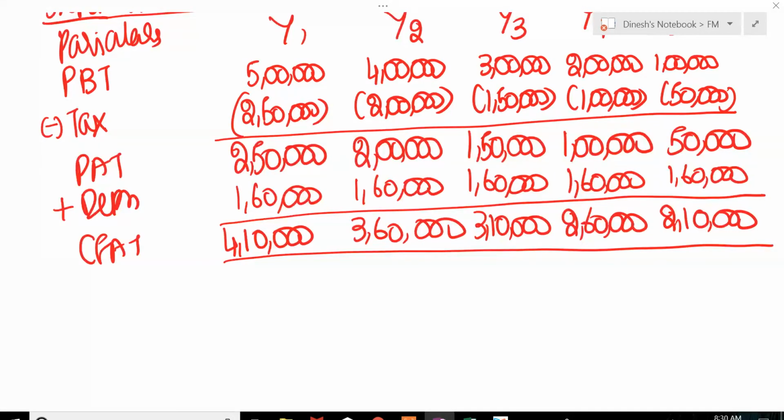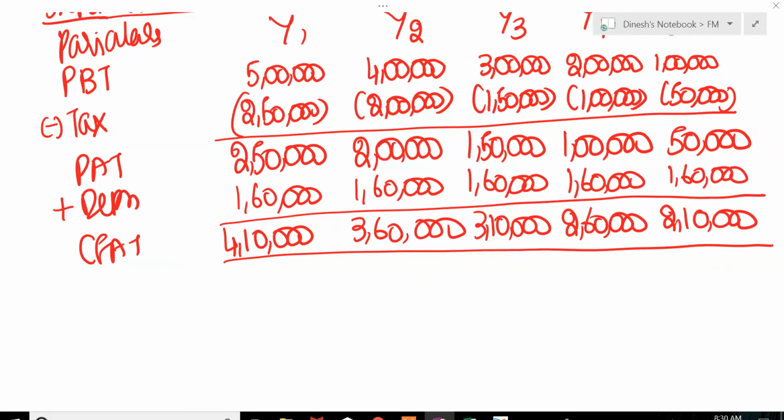Any doubts on this? Clear? Any doubts? Now write a note. It is assumed that the profits given in the question is PBT. Clear? Any doubts on this?